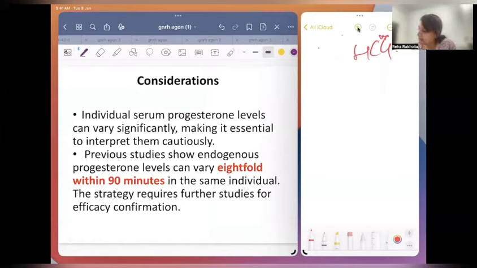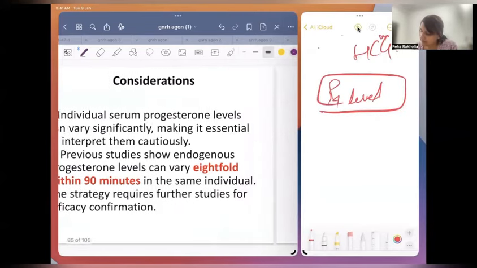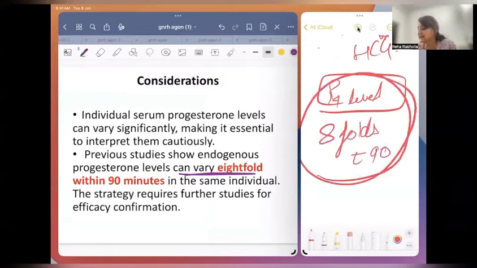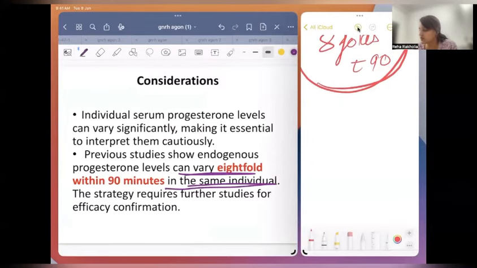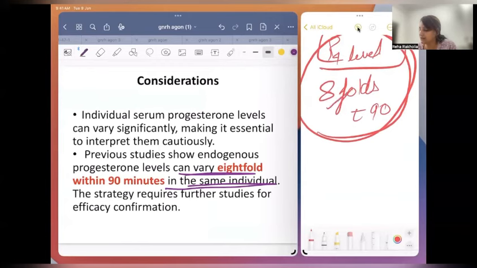Okay. P4 level rises, can vary 8-fold within 90 minutes in a single individual. In the same individual, it can vary 8-fold within 90 minutes.